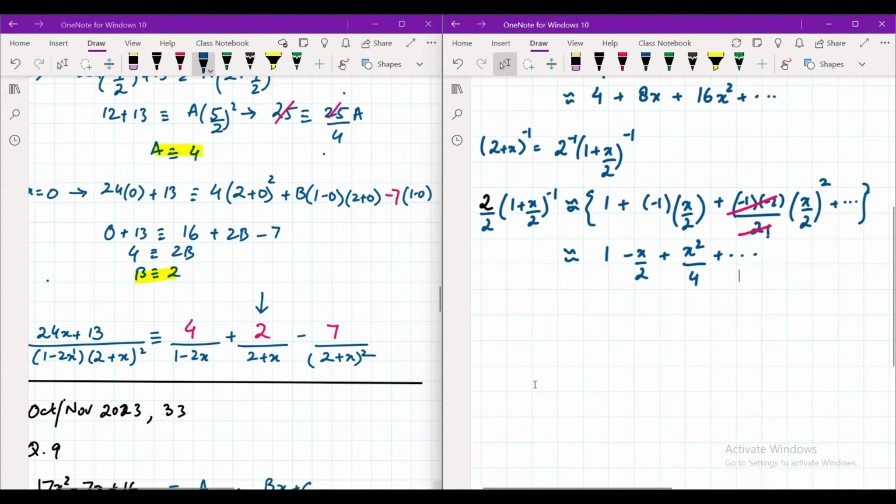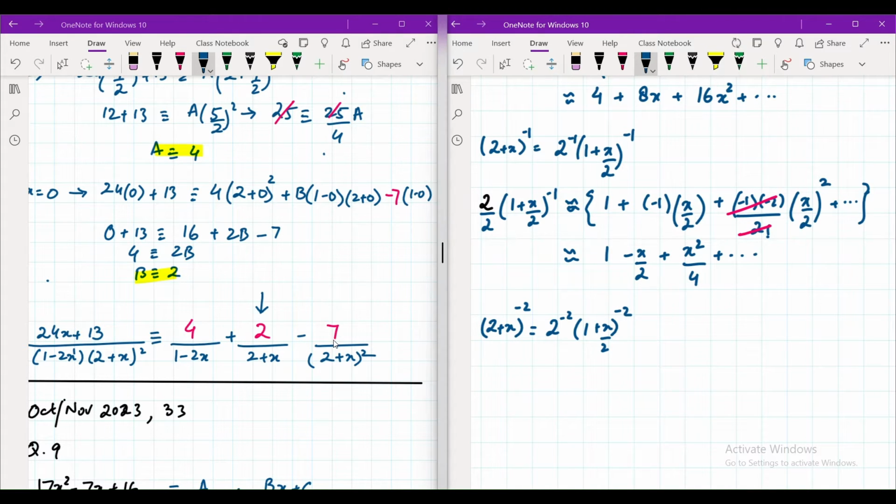Similarly, we have 2 plus x whole squared. So 2 plus x whole squared will be handled the same way. So 2 raised to the power minus 2 comes out, and 2 plus x will become 1 plus x over 2 to the power minus 2. And then we have a 7 multiplied also. So the 7 stays as 7, and 2 raised to the power minus 2 is just 1 over 4. So we will have 1 plus x over 2 raised to the power minus 2. Now let's expand it. 7 over 4 is kept outside.